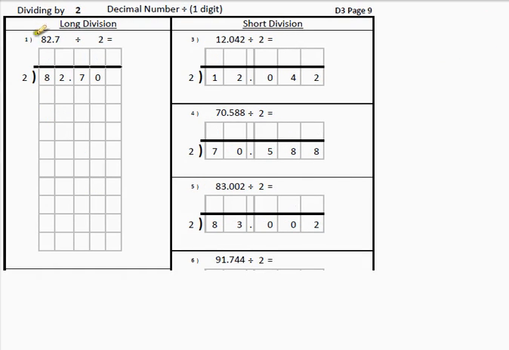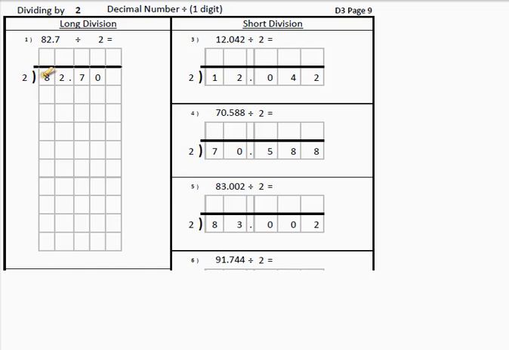Now we are going to take a decimal number and divide by 2. Okay, we are going to follow the long division method here because this is very important for you to practice.